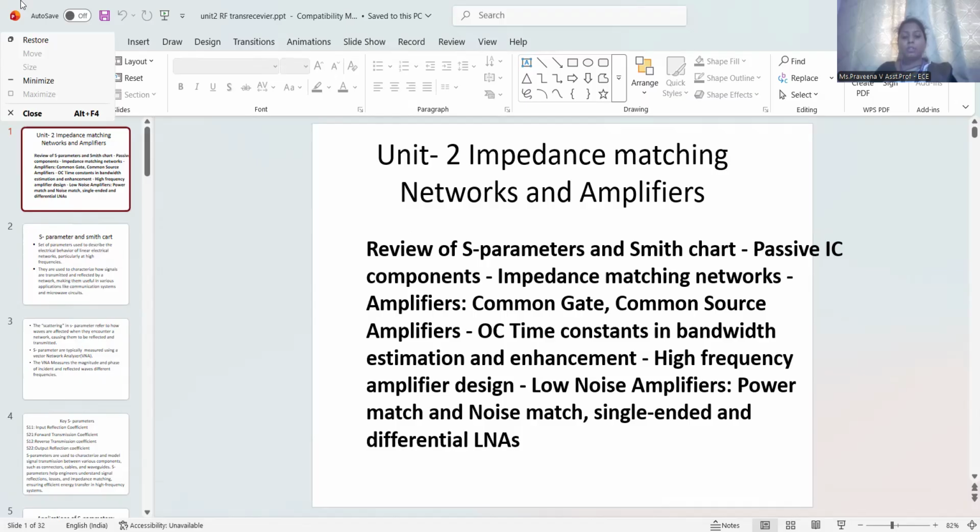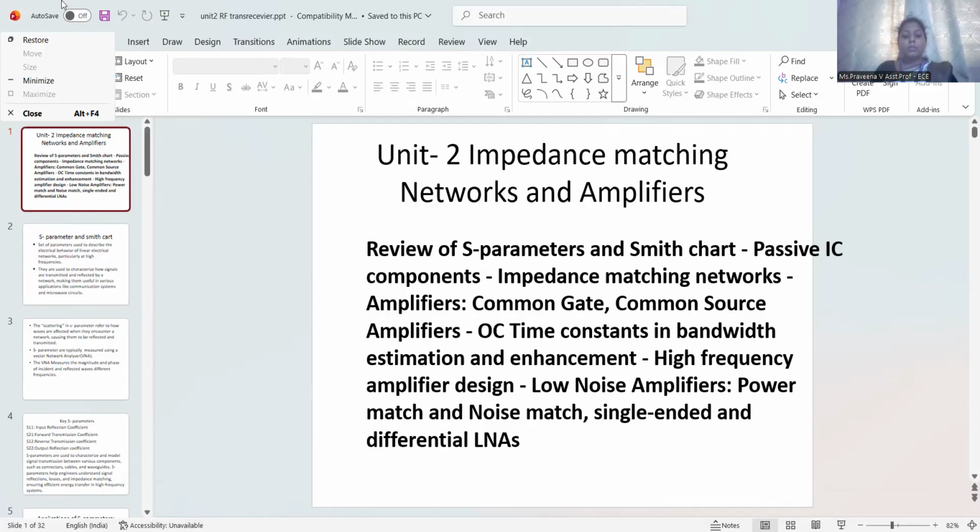Next, we are going to study passive IC components and impedance matching networks. Consider a mobile phone antenna connected to an RF amplifier. If the impedances are not matched properly, a part of the signal gets reflected back, and it will reduce the efficiency. Impedance matching networks solve this problem.